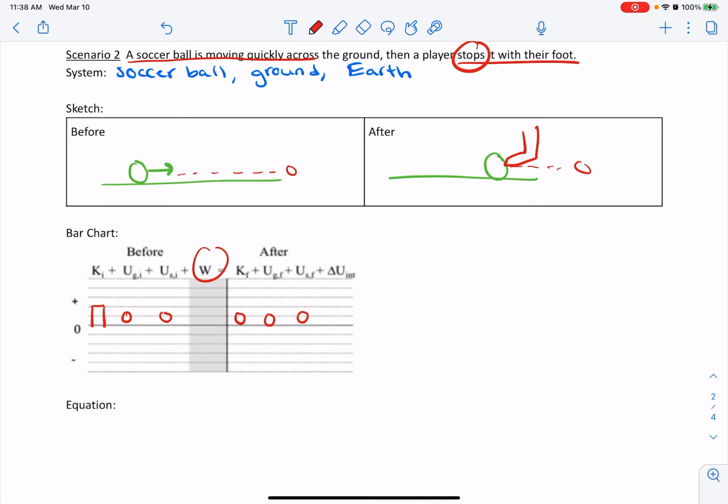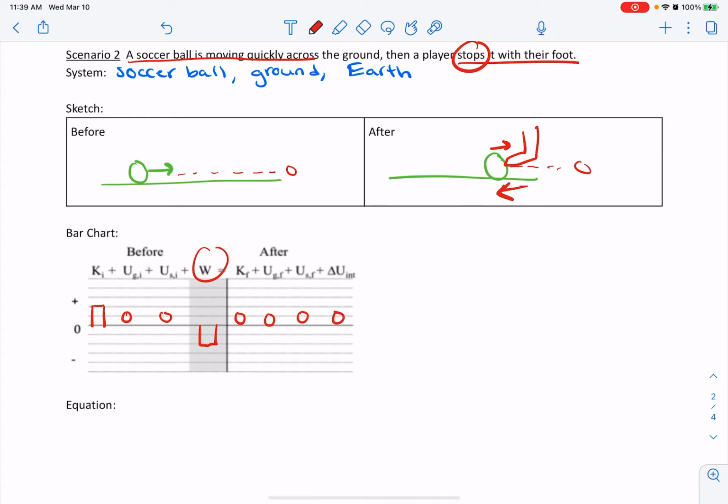That means it had kinetic energy, then it didn't have kinetic energy. So the energy decreases. Also, the ball was moving this way in the positive direction, and the person was exerting a force in the negative direction. So both of these things mean that we have negative work to our system. So I'm going to draw a negative bar for this, like that.